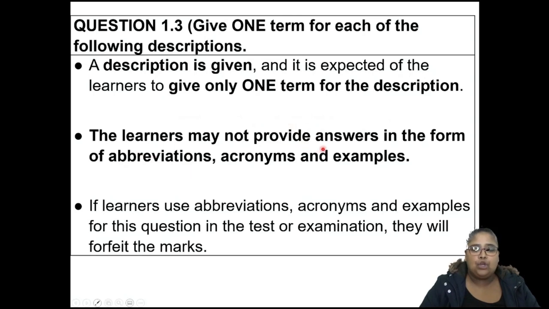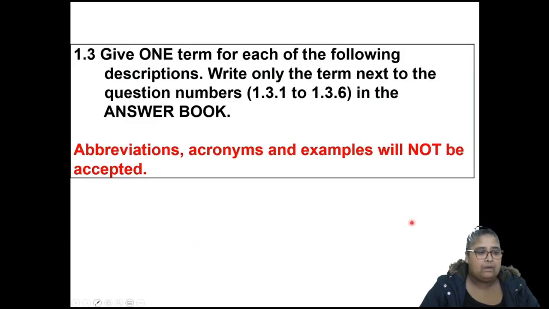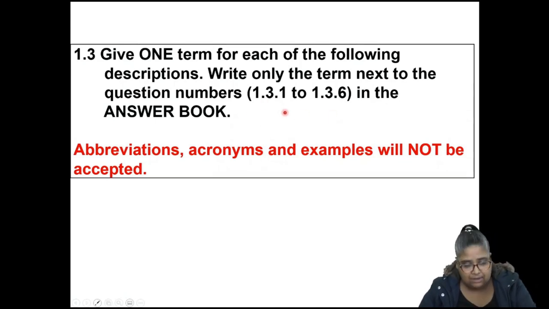The learners may not provide answers in the form of abbreviations, acronyms, and examples. You have to give a term, the terminology for the description. So if you give an abbreviation, an acronym, or an example for this question in the test or examination, you will forfeit the marks, meaning you will lose that mark; it will be marked incorrectly. The instruction would typically read, give one term for each of the following descriptions, and you write only the term next to the question number. So if it's question 1.3.1, you write the term in your answer book, okay? We're going to look at some examples of this.